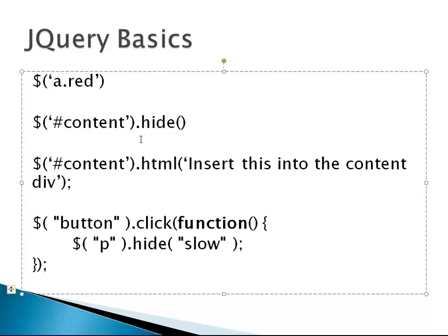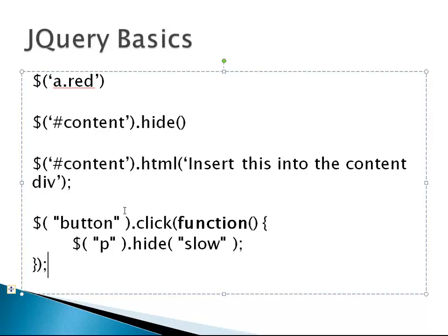And then we can perform methods and actions on this data that we select. Here we're calling the hide method, which would just hide whatever is in the div content. Here we're using HTML, so we can insert whatever we want into this content div in between the parentheses. So this particular piece of code would insert this string, this sentence, into the content div.